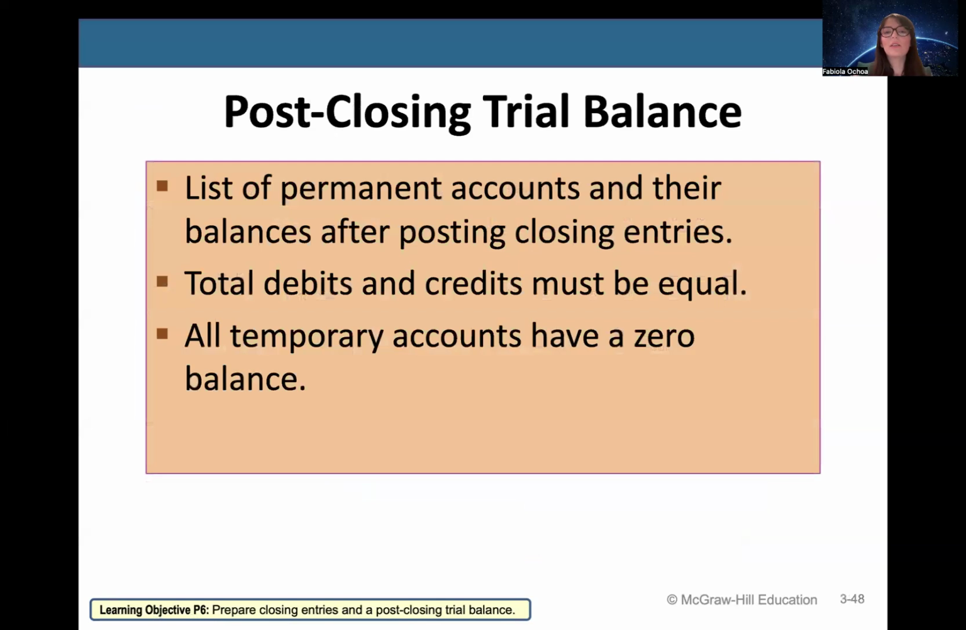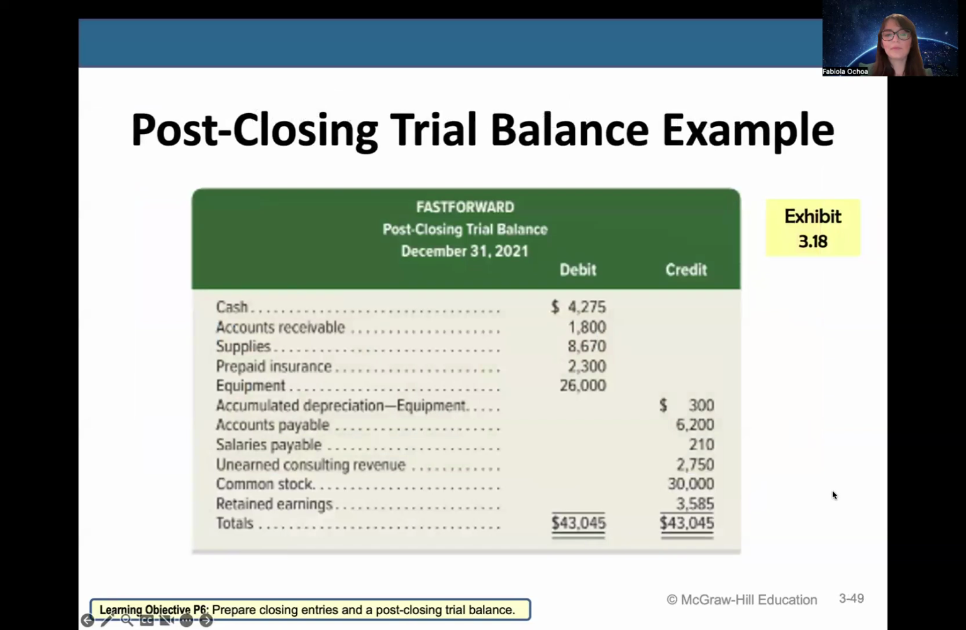So you have something called a post-closing trial balance. It's a list of permanent accounts and their balances after posting closing entries. The total debits and credits must be equal, and all temporary accounts have a zero balance. So here is a quick example. We can pause here.